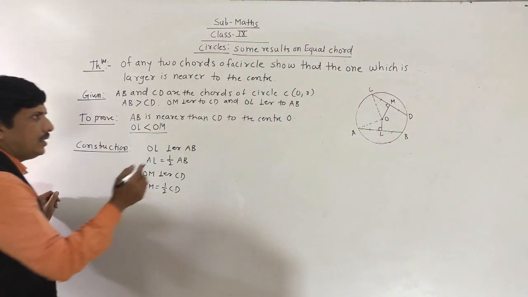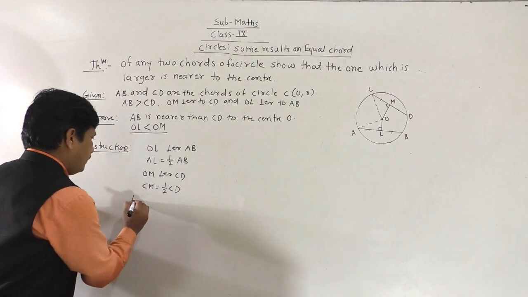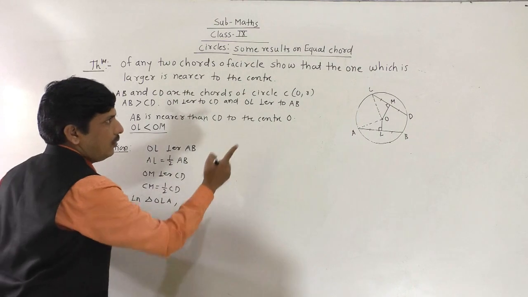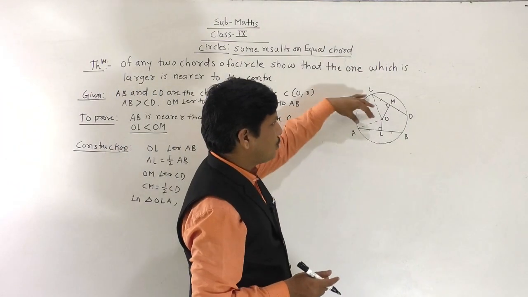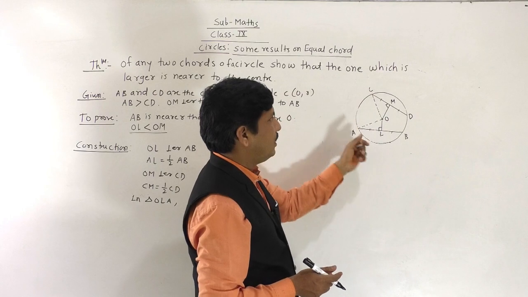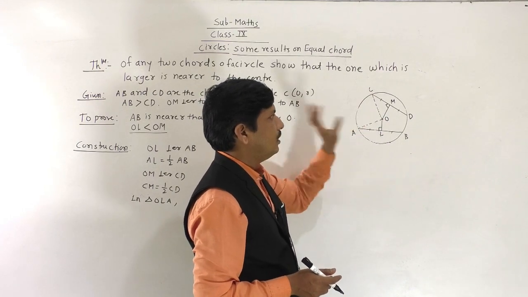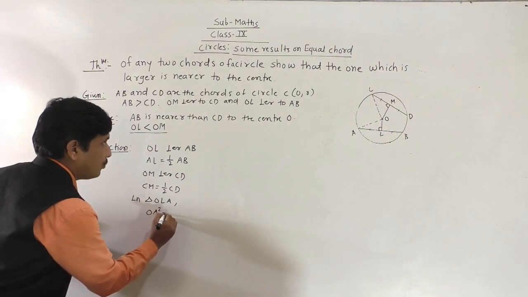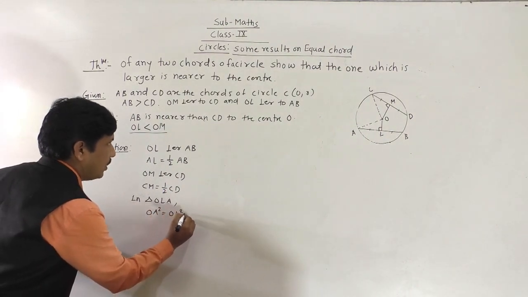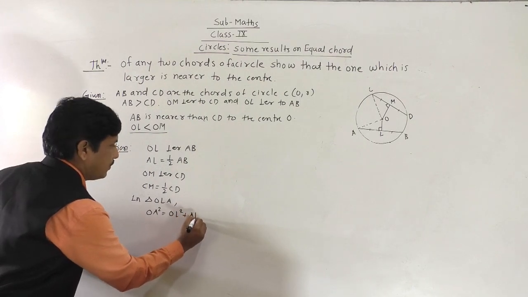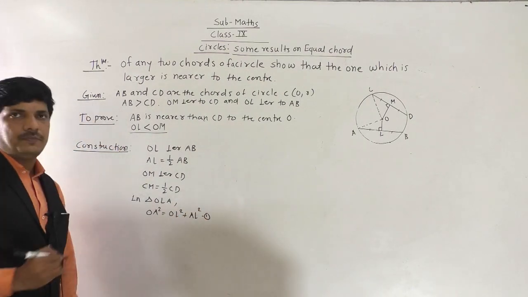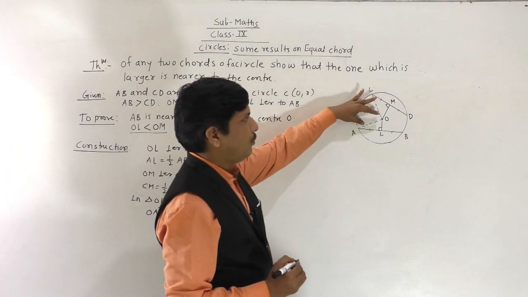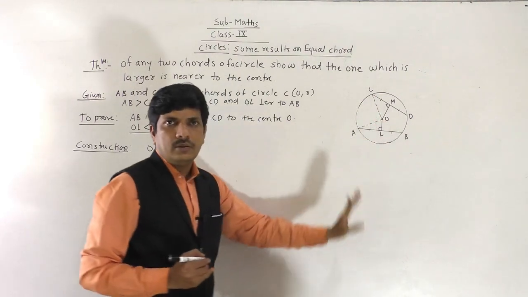So now I am taking triangle OLA. Suppose I want to use the Pythagoras property here, then what I can say is OA square is equal to AL square plus LO square. OA square is equal to OL square plus AL square. I am saying this is the first one. The hypotenuse square is equal to the sum of the squares of the legs.